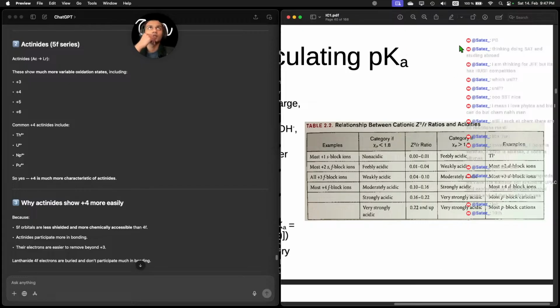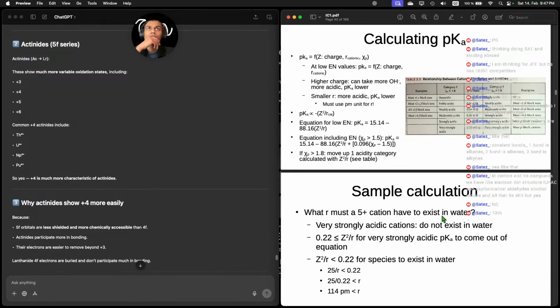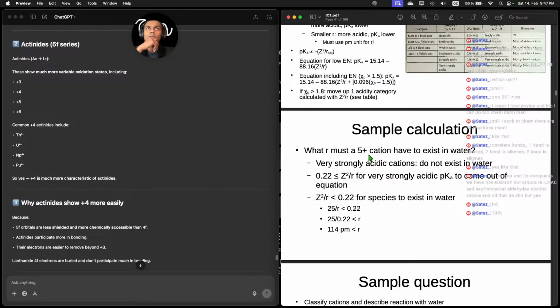So that's basically the table. What R must the plus pi cation have to exist in water? Very strongly acidic cations do not exist in water. Why though?